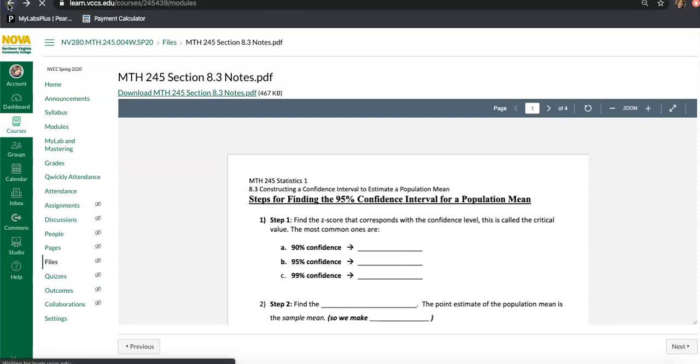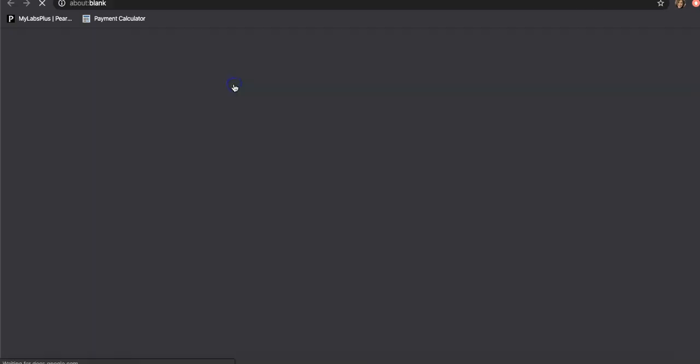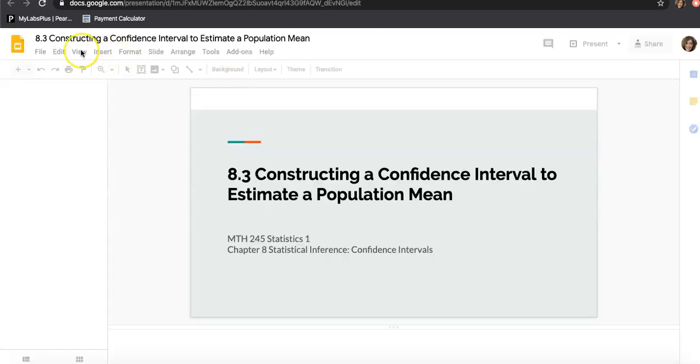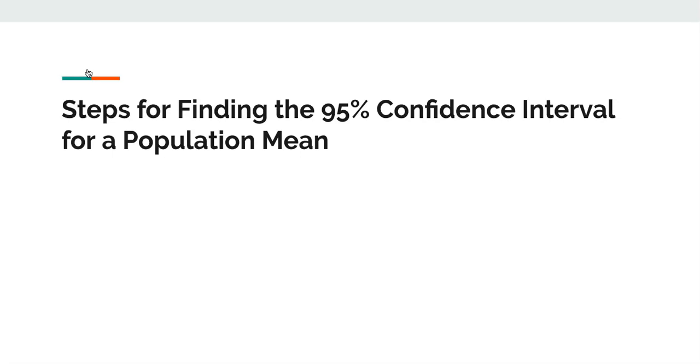All right, opening up the PowerPoint slides or Google Slides. There we go. 8.3 is the third section of chapter 8. We have the fourth one, where we're going to look at how to find the sample size. But this one is about constructing confidence interval to estimate population mean. Things like what is the true population average height or average weight? Okay, all right. Here are the steps.